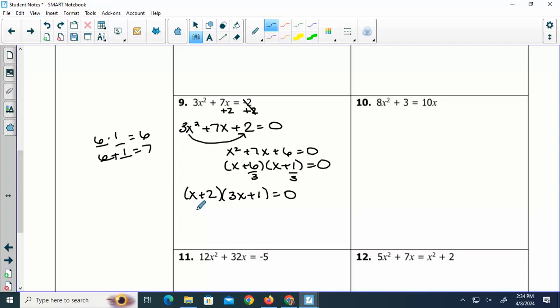Last step. What do we have to do? Write the equation equals 0. Each of them equal to 0. So then we can subtract our 2. We get x equals negative 2. Subtract the 1. Divide by 3. Okay. We get a negative 1/3.